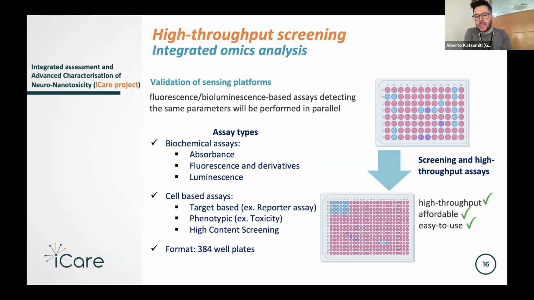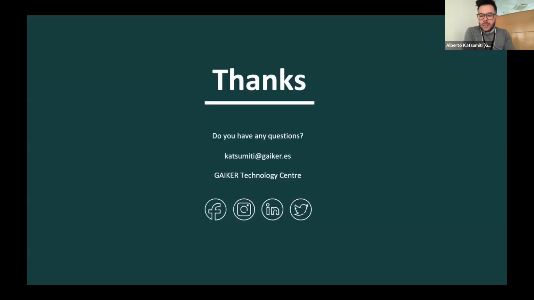The whole idea is to have options, to have assays that can be high throughput, affordable, and easy to use. So all these developments related with in vitro models, bridging models, and also the assays, they need to be easy to use, they need to be affordable, and they need to be high throughput. So all the developments are very focused at the end on having these three ticks marked. So this is all from my side.